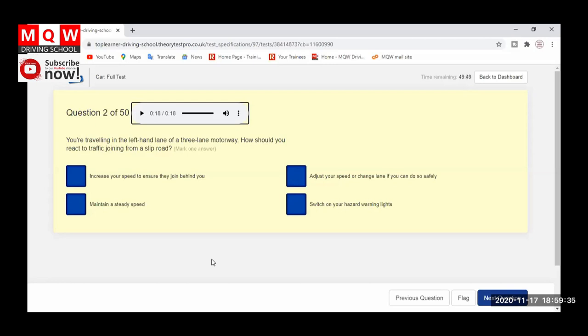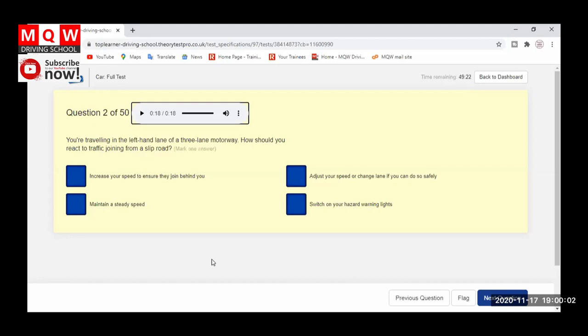Okay, second choice. Adjust your speed or change lane if you can do so safely. Yes, that is a sensible answer, right? I can slow down a little bit, and if I need to and can do it safely, I can change the lane. So the car coming from the slip road can come into the left lane and then we don't hit each other.